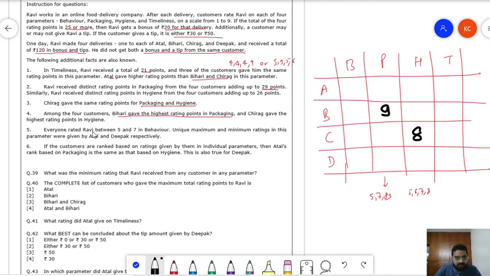Okay. Everyone rated Ravi between 5 and 7 in behavior. Unique maximum and minimum in these parameters are Atal and Deepak only. So Atal ने 7 दिया है, ओके, दीपक ने 5, बाकी दोनों ने 6, 6.